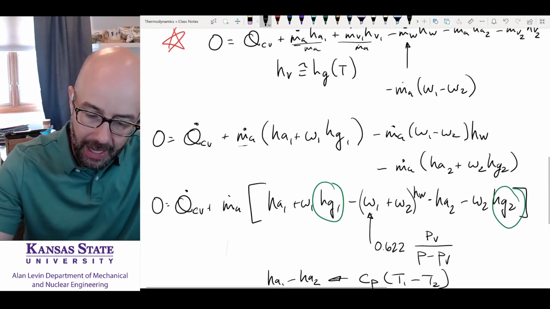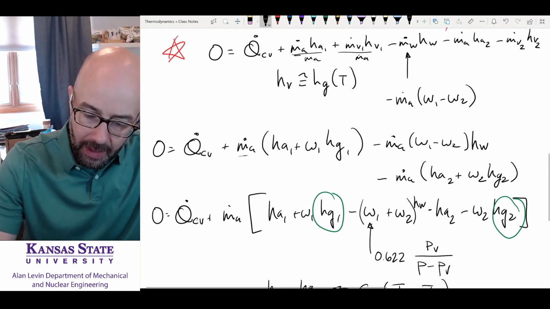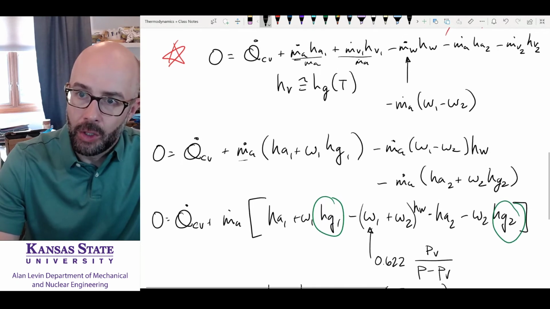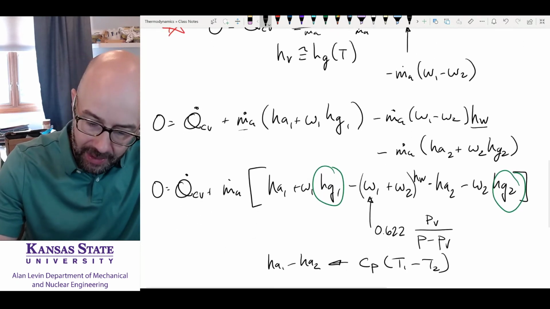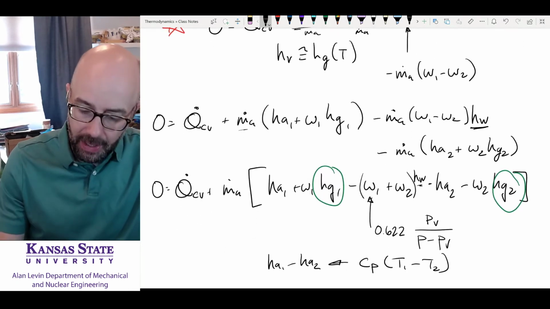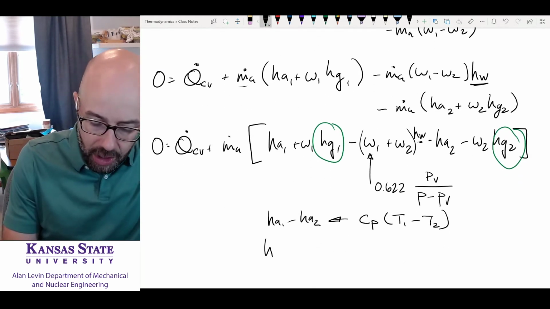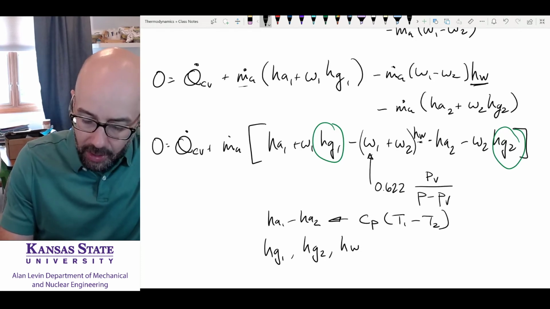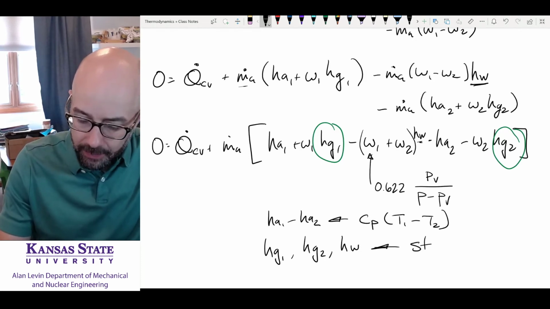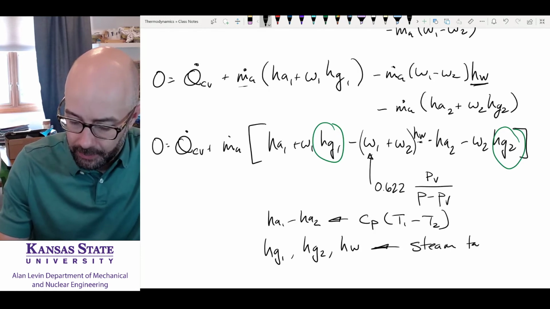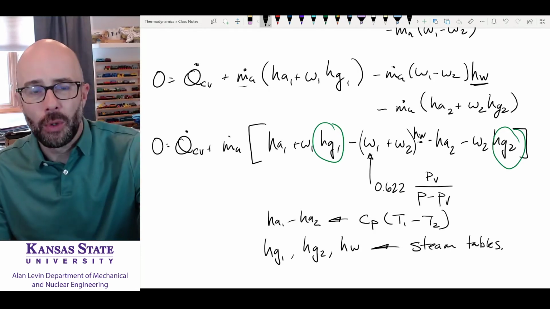Okay, make sure I just replaced it with the mass flow rate of my water. I didn't replace my enthalpy up here. Term in, and I've added it in here to make sure. So the point here is that I look at HG1, HG2, and HW. I look these all up in the steam tables. Okay, I'll do all of that.